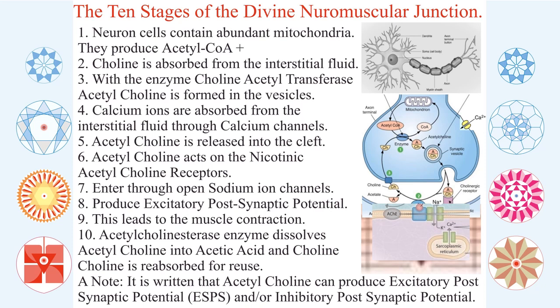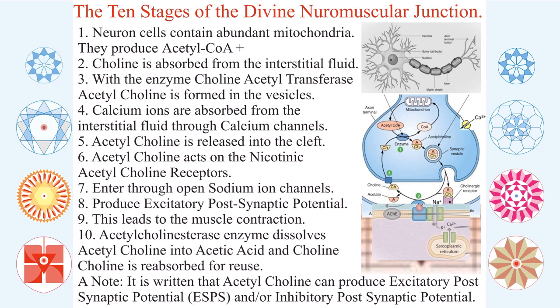Acetylcholine acts on the nicotinic acetylcholine receptor. You can see that there are cholinergic receptors on the muscles. Acetylcholine is getting fixed there. And then through the open channels, ions enter into the muscle sarcoplasm, and as a result, a post-synaptic potential is created, called the excitatory post-synaptic potential, normally called EPSP. Acetylcholine produces excitation to produce muscular contraction thereafter.